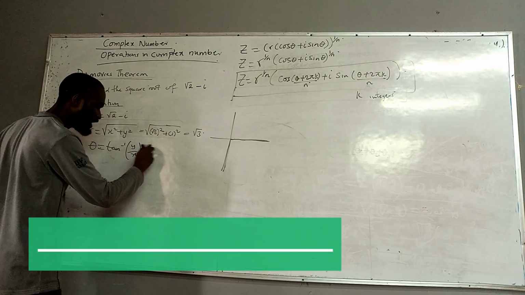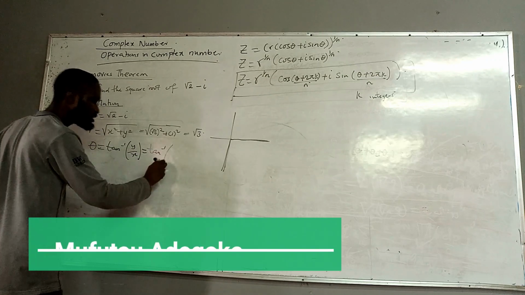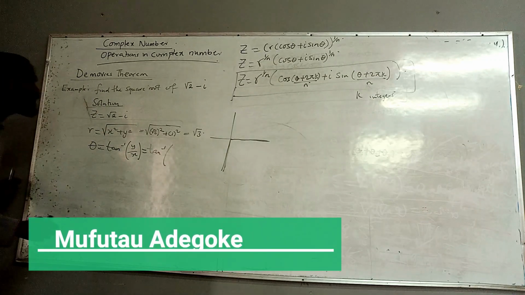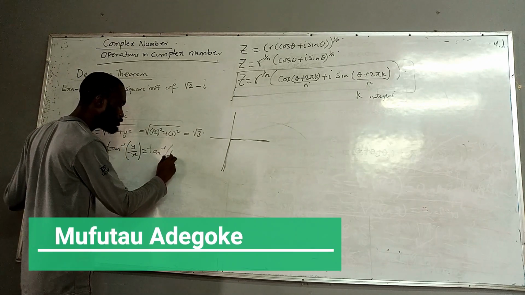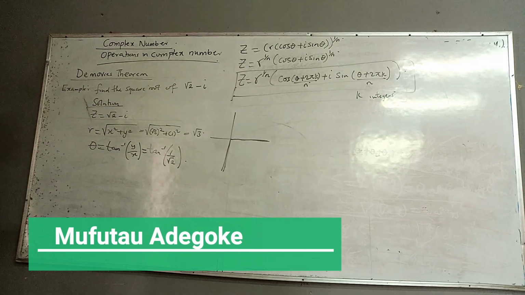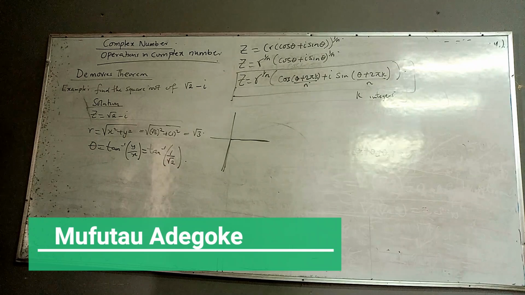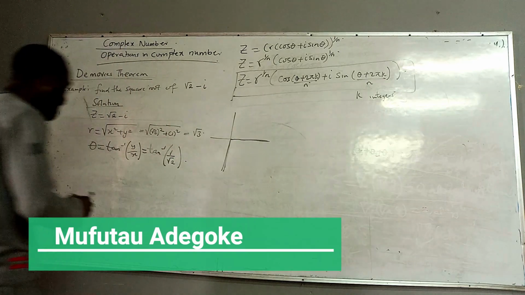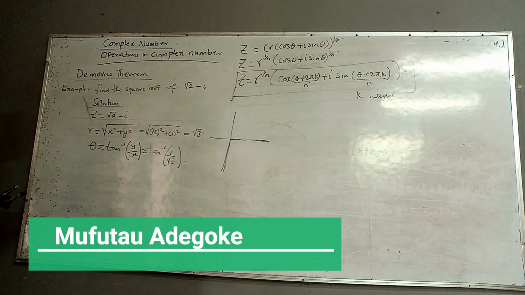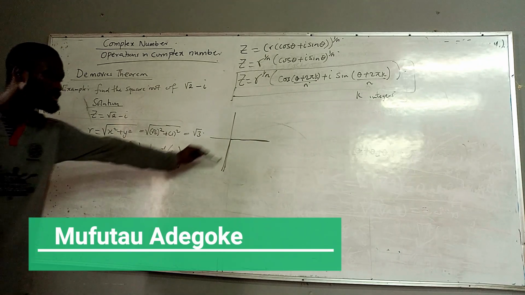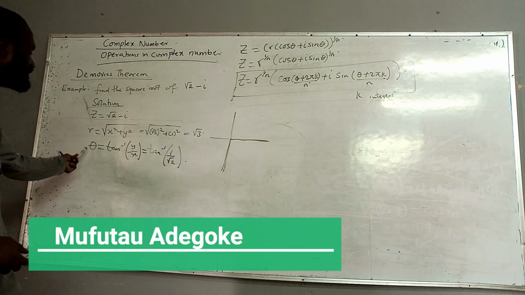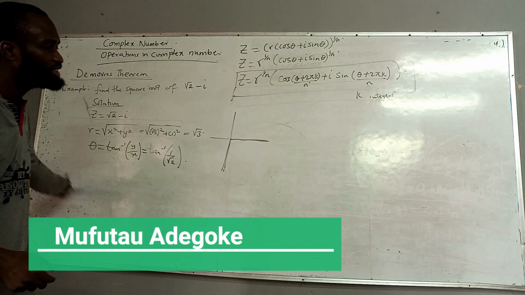We want to get the tan inverse of 1 over root 2. What is tan inverse of 1 over root 2? Someone should help me with tan inverse of 1 over root 2. If you get tan inverse of 1 over root 2, then you consider that it is in the fourth quadrant. If you can leave the answer in terms of pi, then you substitute.